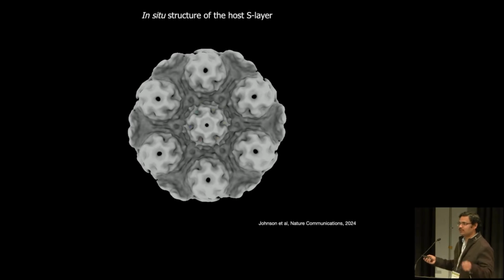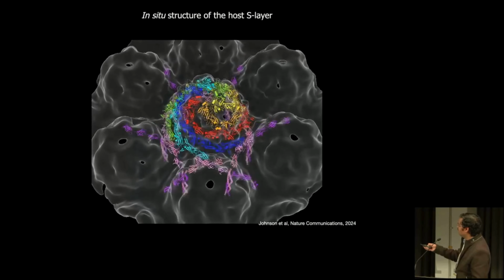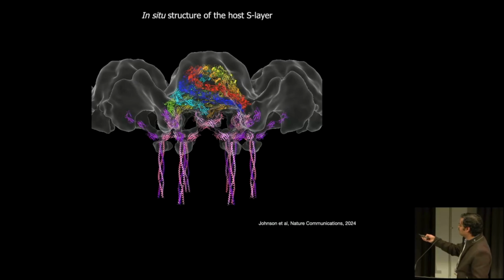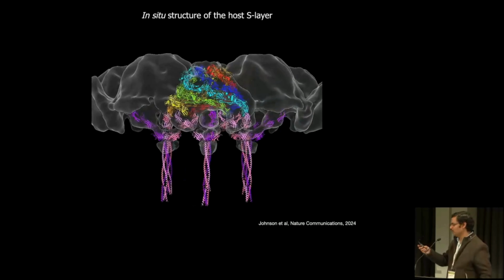Now, we know the proteins that can form this S layer. It has previously been shown that there are two proteins, SLA-A and SLA-B, that can form the S layer. So because we have an in situ structure of the S layer, we can use AlphaFold models to model the S layer into this density map. And these are the proteins that are forming the domes. It's called SLA-A. So 6 copies of that would come together and form a dome-like structure.